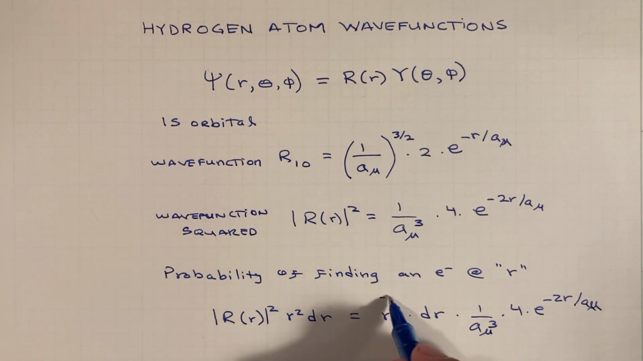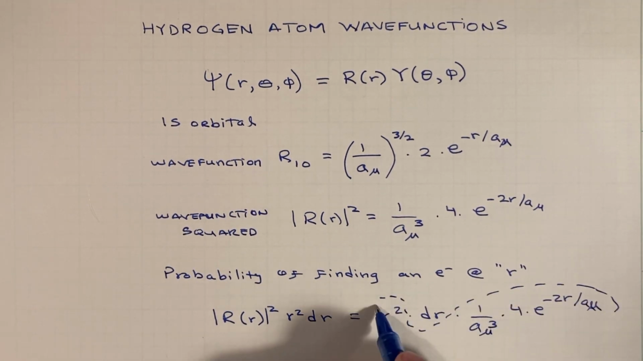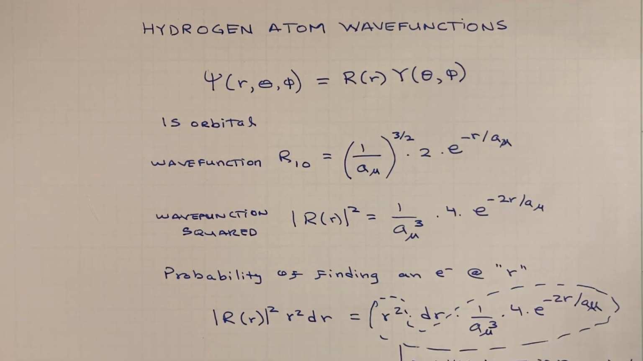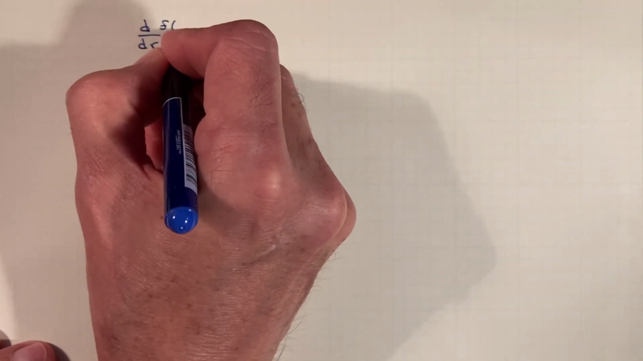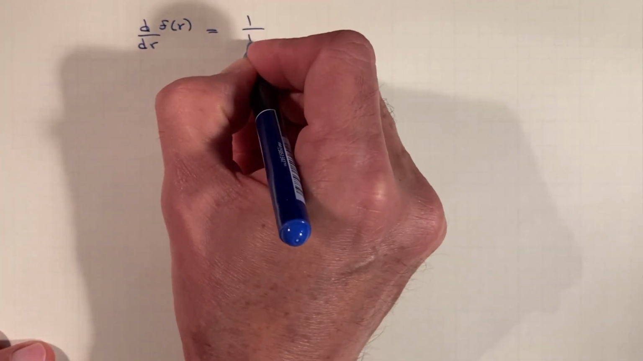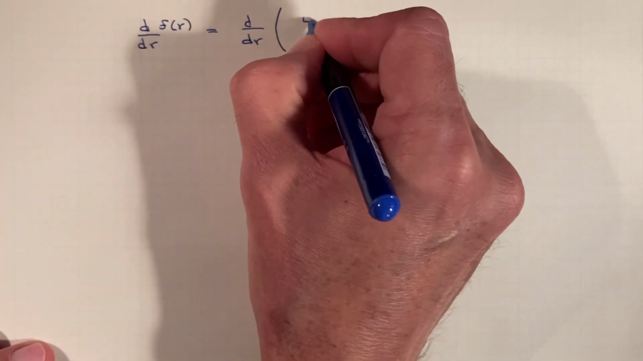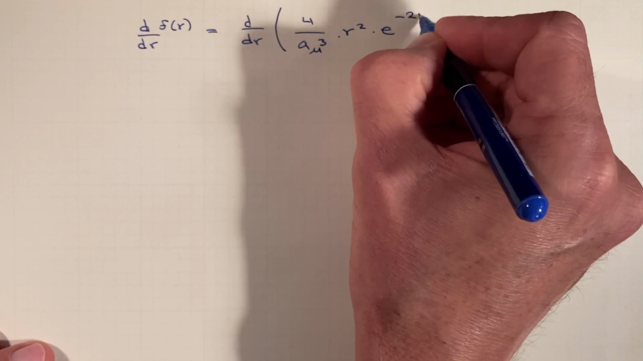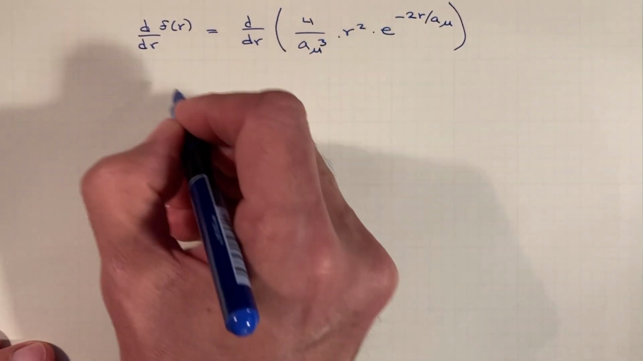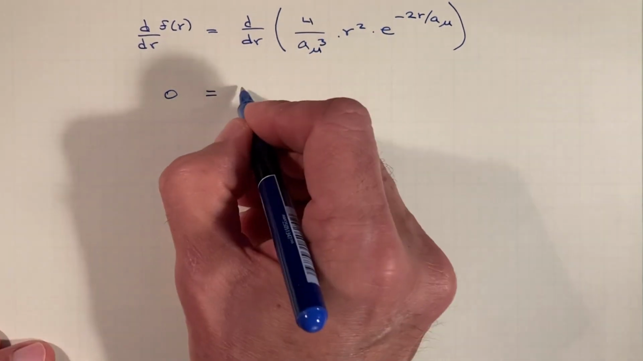Great. Now let's concentrate on the function itself and look for extrema of this function. At what point is the electron likely to be found, or most likely to be found? For that, we resort, again, as we've done in other cases, to calculus, and we look specifically at the derivative with respect to r of the function of r, which in this case is d/dr of 4 over a sub mu cubed, r squared, e to the minus 2r over a sub mu. And we set that equal to 0. Again, we're looking for the extrema.